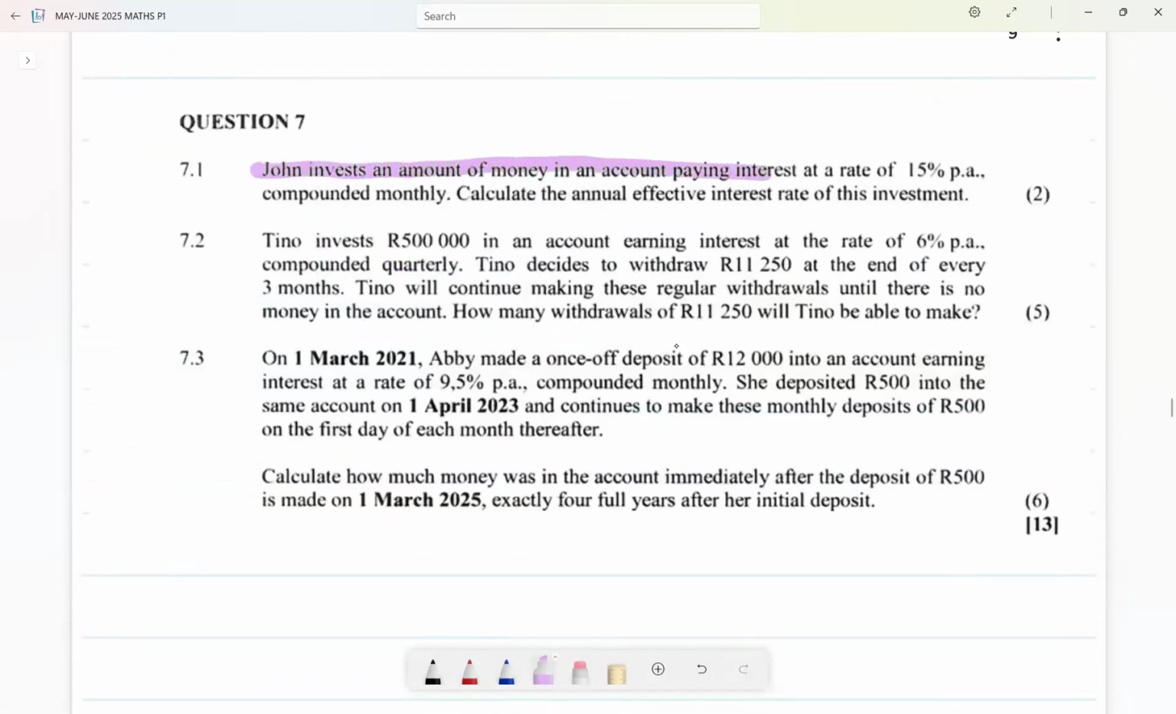Question 7. John invests an amount of money in an account paying interest at a rate of 15% per annum compounded monthly. Calculate the annual effective rate of this investment.